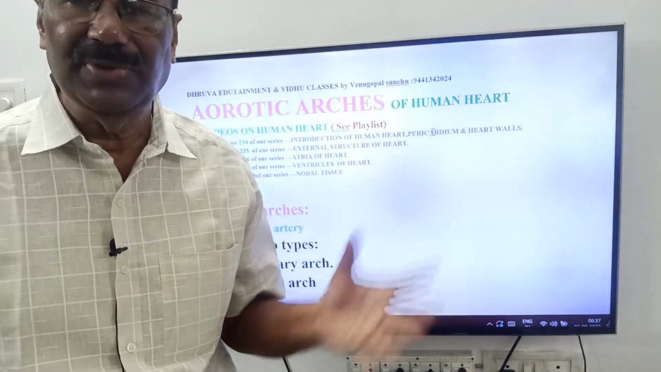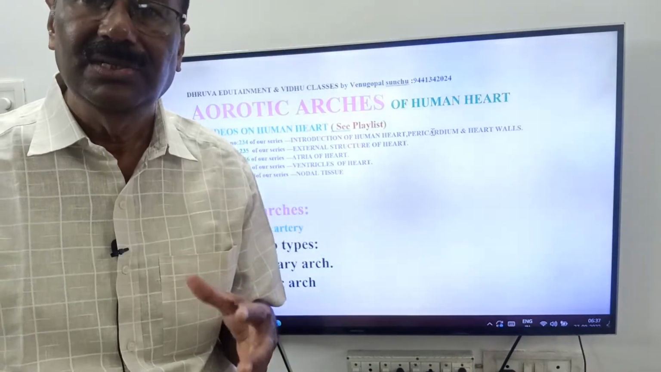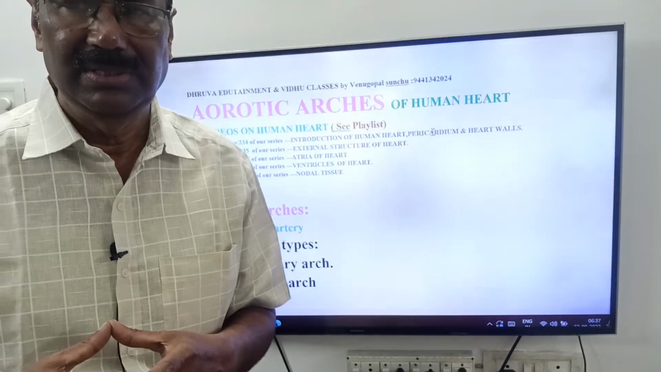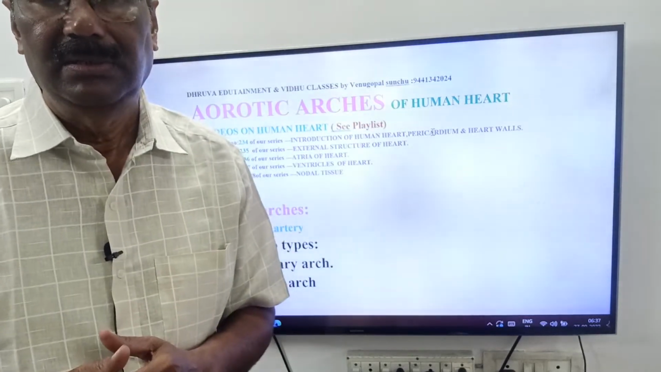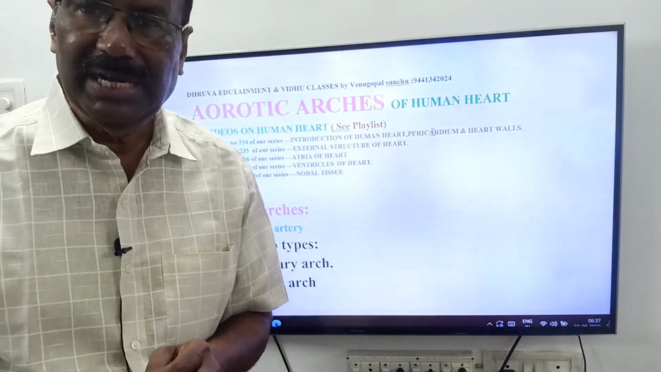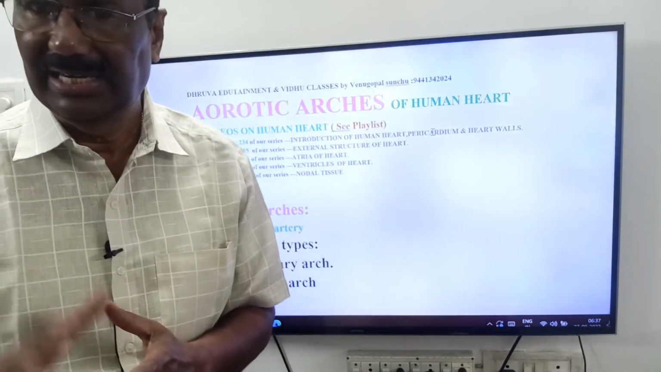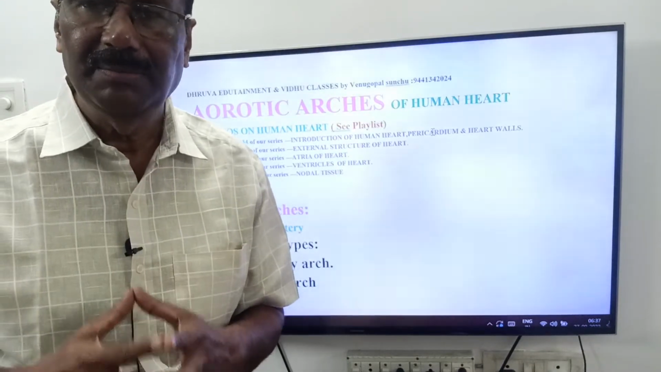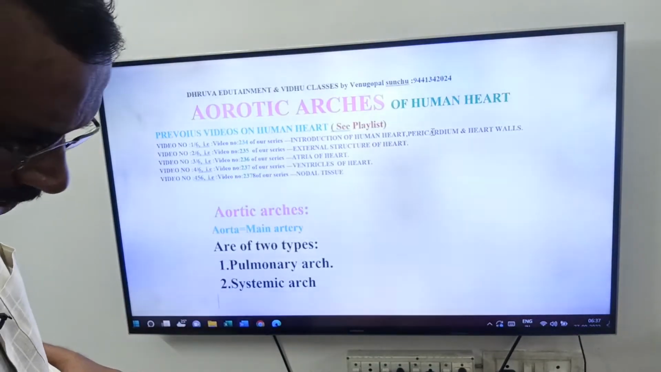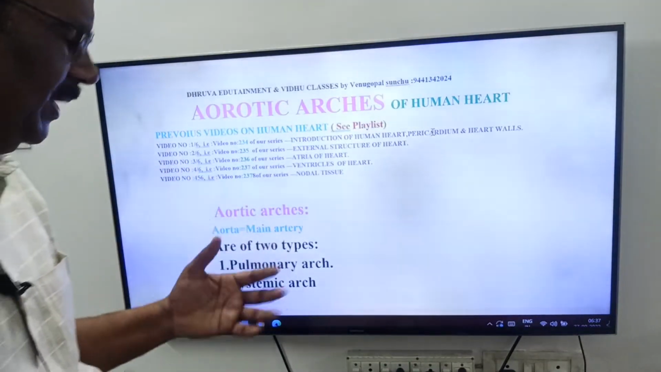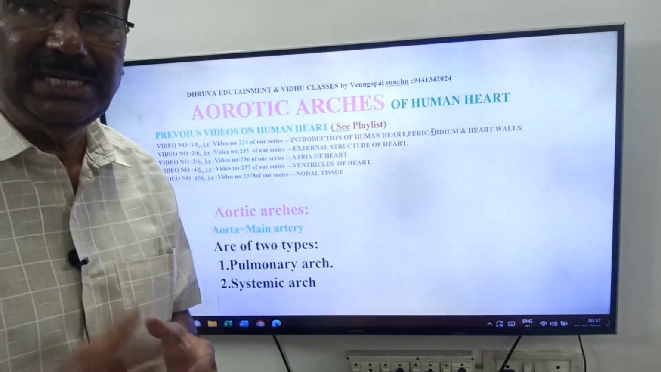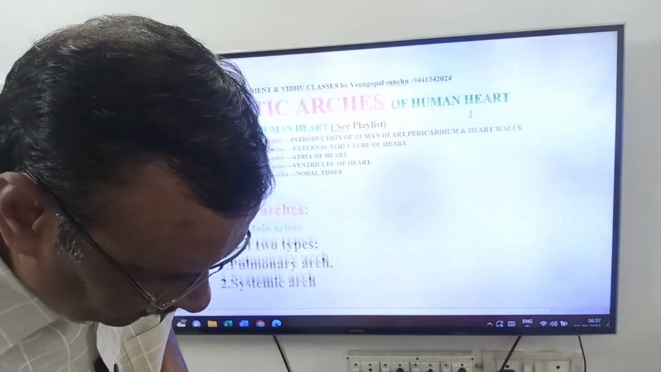We have so many arteries, but these arteries start from 2 main arteries. One is the pulmonary aorta, which is from the right ventricle, and the other is the systemic aorta from the left ventricle. So in the human heart we have 2 aorta: one is the pulmonary arch and the other is the systemic arch. You may call them pulmonary aorta and systemic aorta. Aorta means main artery.